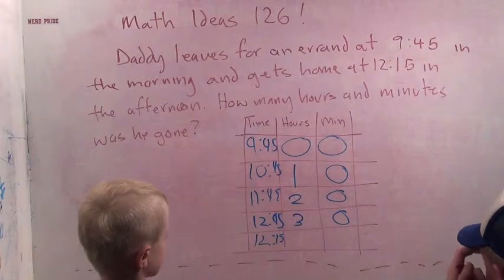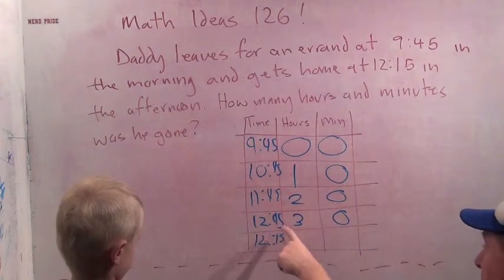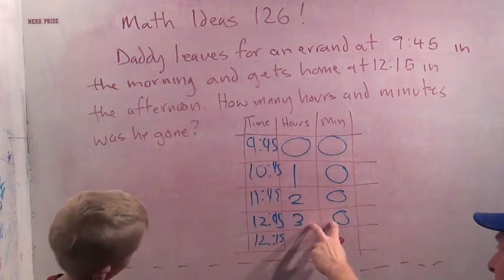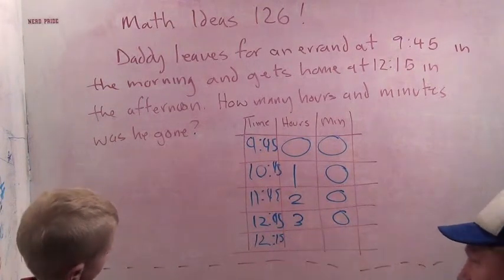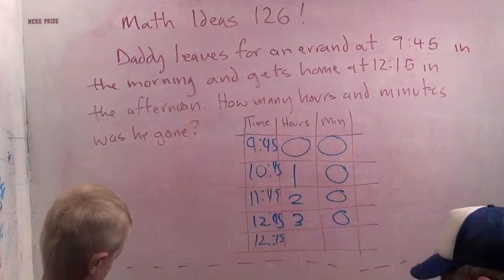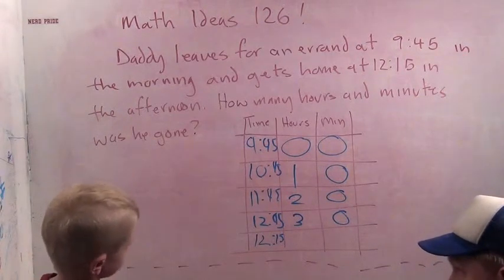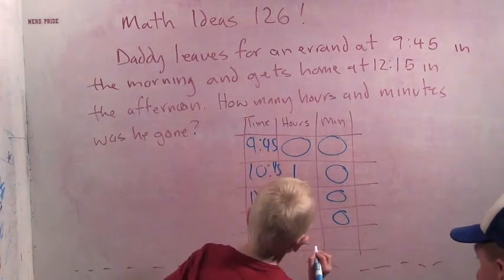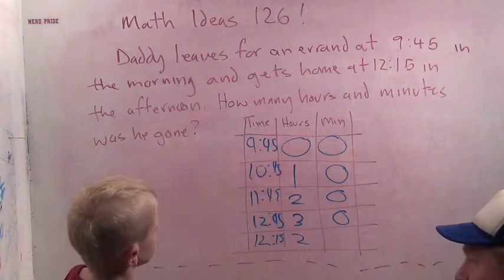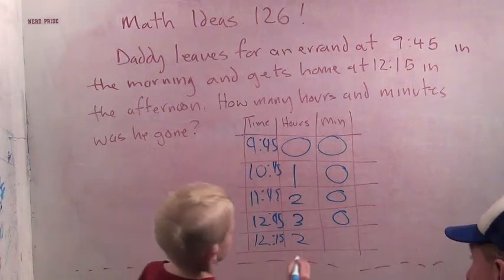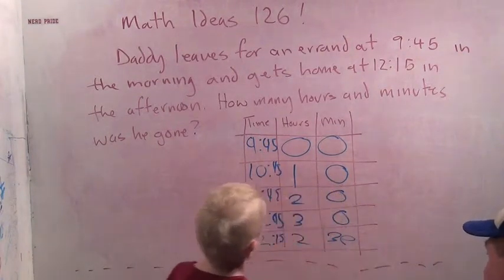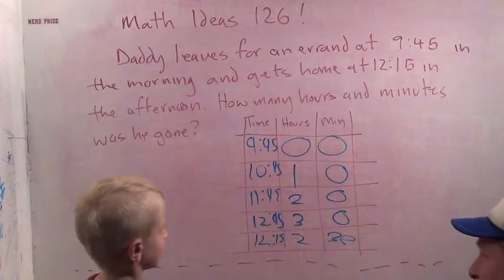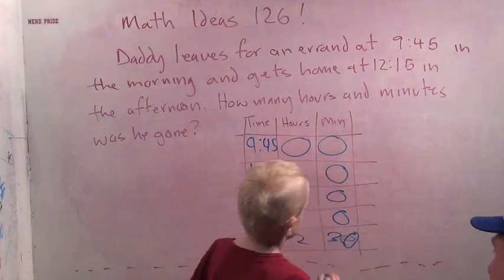Good job. Now, at 3 hours, we were at 12:45, and we went backwards half an hour. So if we go backwards half an hour from 3 hours, how many hours will that be? 2 hours. And how many minutes? 2 hours and 30 minutes. Good job. Right, that's a little better. 2 hours and 30 minutes.